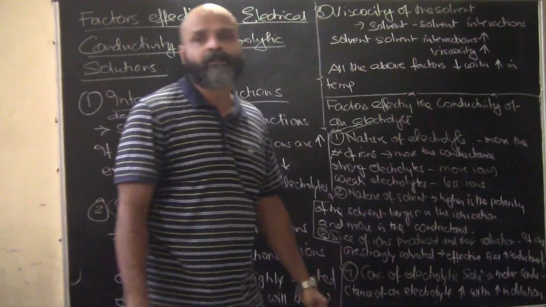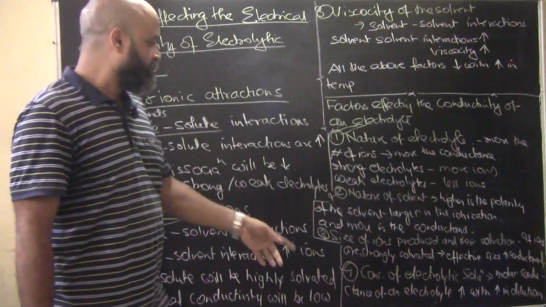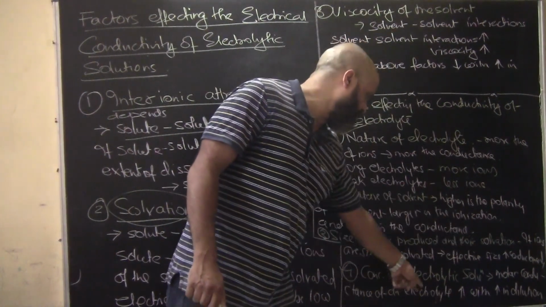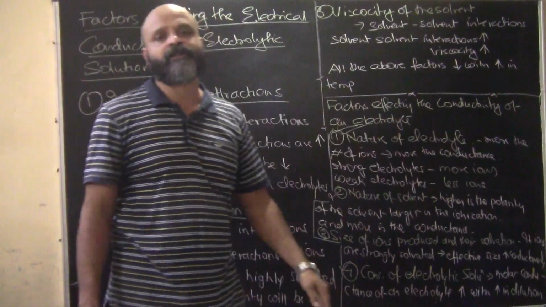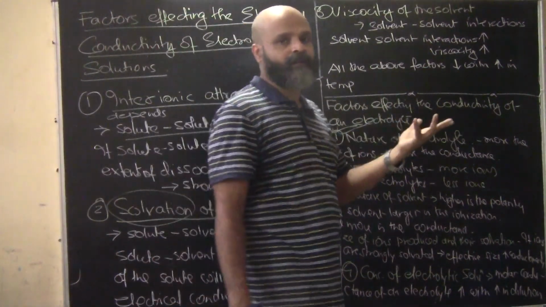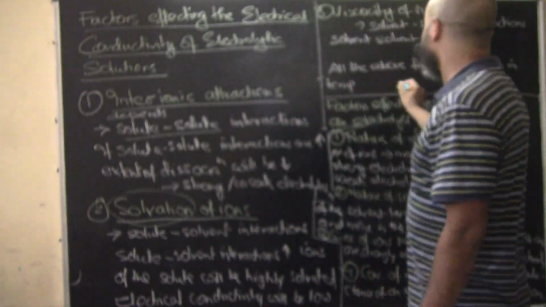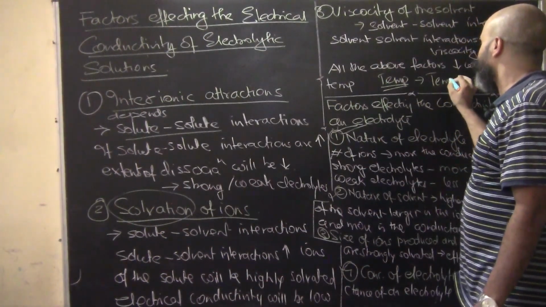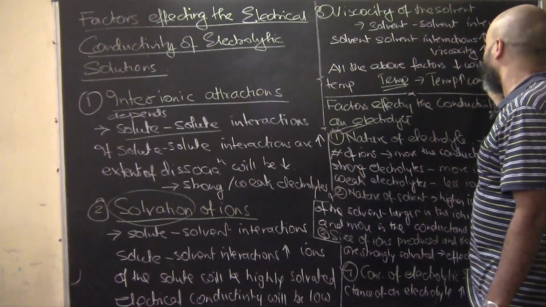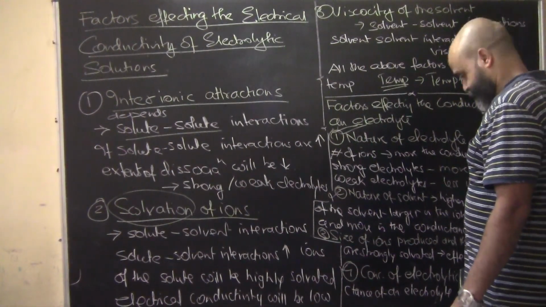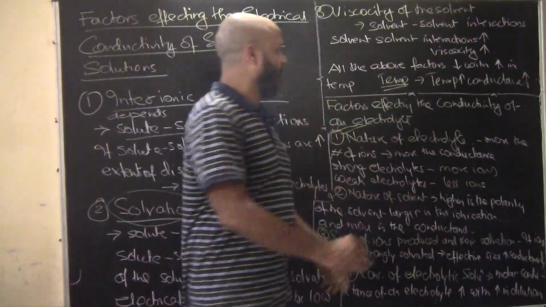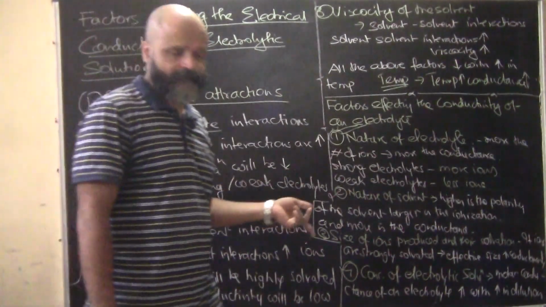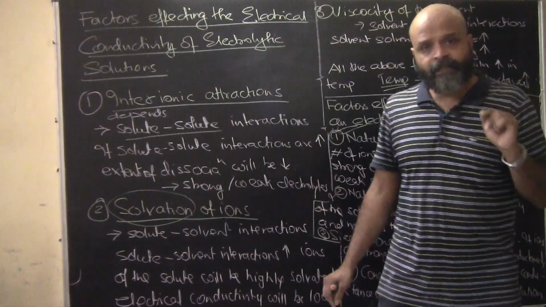Concentration of the electrolytic solution: the more you dilute the solution, the better it will be. Okay, concentration of electrolyte: the molar conductance of an electrolyte increases with increase in dilution. More dilution, more conductance. The fourth factor on which it depends is temperature. And as we saw, if you increase the temperature, the conductance of an electrolyte also increases. Okay, so these are certain factors which will influence or affect the conductance of an electrolyte.